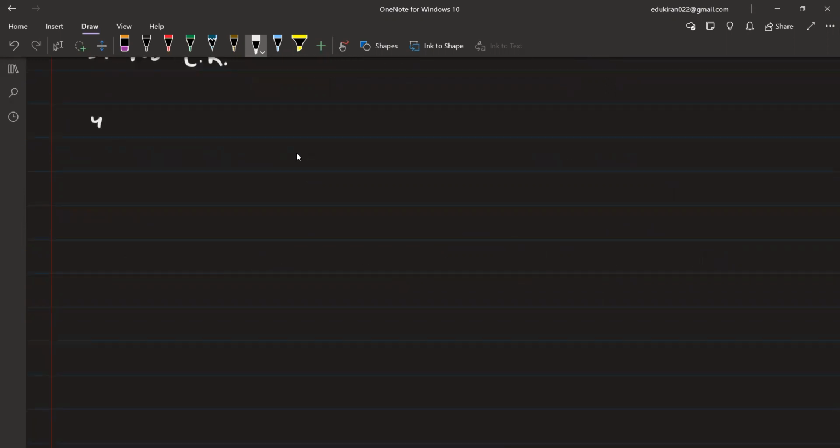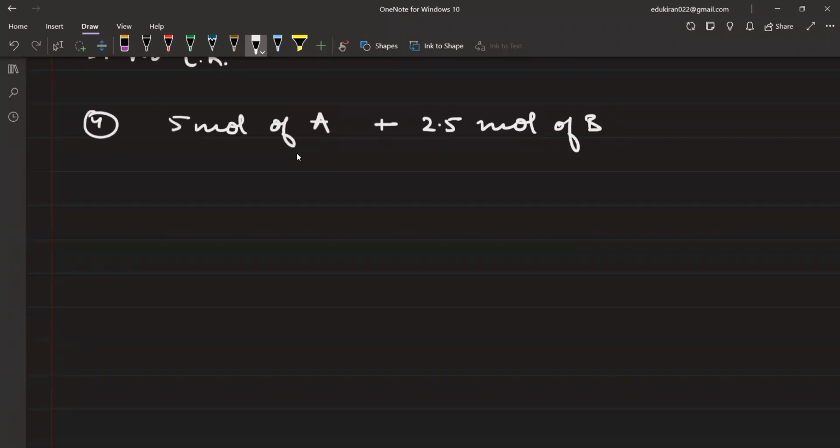For the fourth one, we have 5 mole of A plus 2.5 mole of B. Please, all of you, tell me what is the limiting reagent here. Answer in chat. What is the limiting reagent? Please do it and tell me.